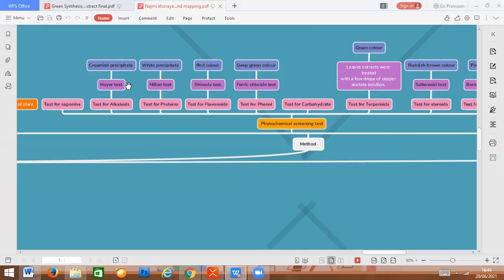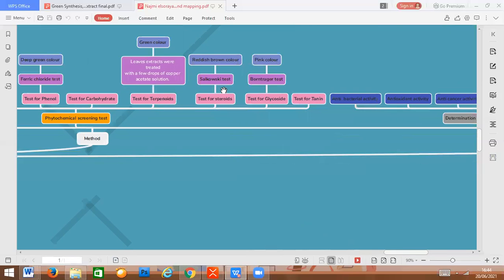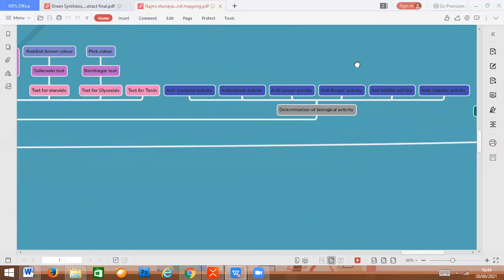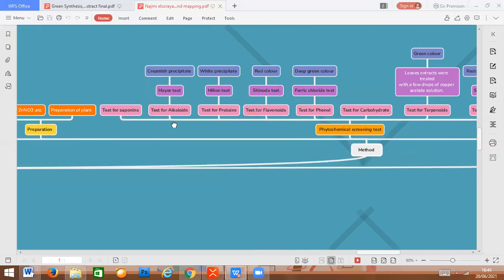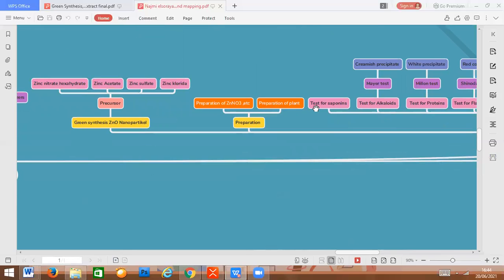We can do the Mayer's test, and this is the result. Creamy precipitate if the plant contains alkaloid. So there are so many phytochemical tests. And then preparation. Yes, we must prepare the things related to our green synthesis of ZnO.